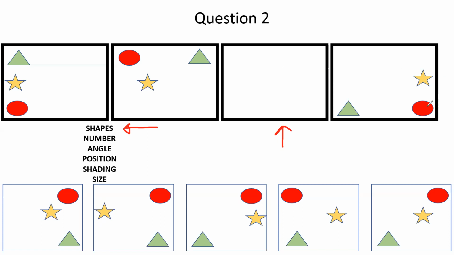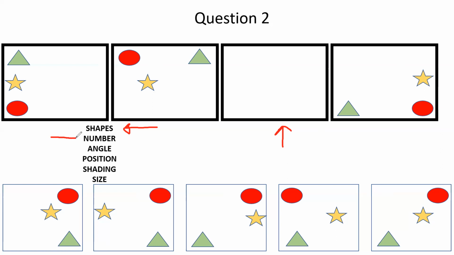Now, every single one of these question boxes contains a triangle, star, and circle. So surely, logically, our third box must do the same. It must include a triangle, star, and circle. And if we look below, every one of our options does include a triangle, star, and circle. So we know that shapes isn't going to help us.